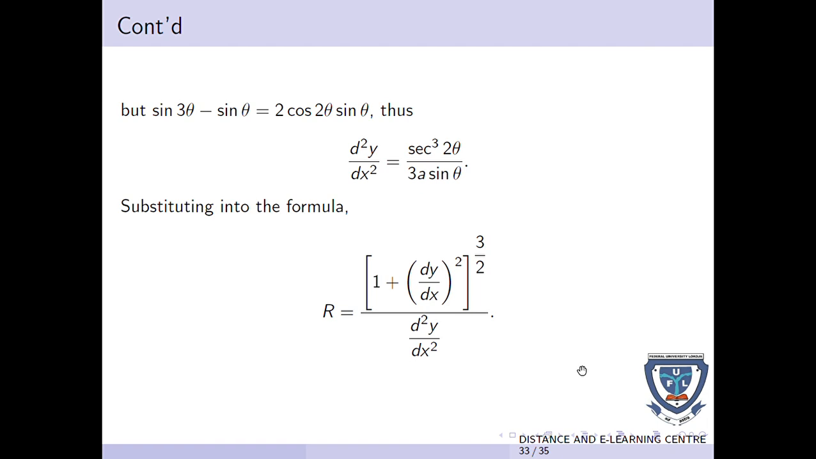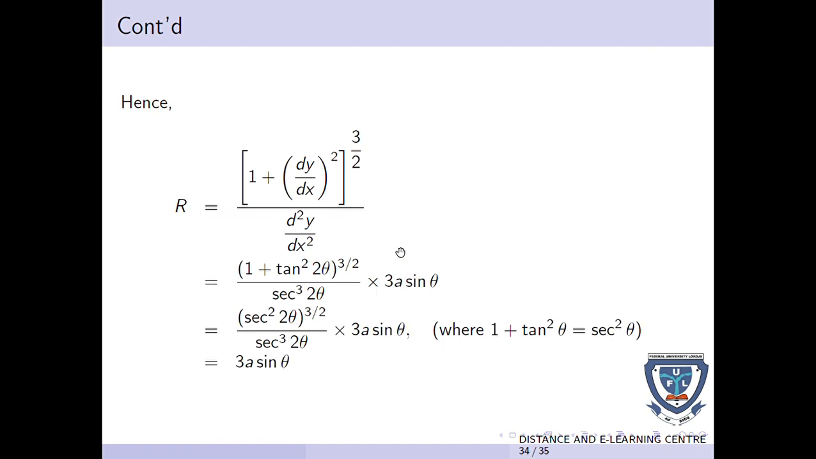Substituting into the formula, we now have that r is equal to (1 plus (dy/dx) squared) raised to power 3 over 2 all over d squared y over dx squared. When you substitute properly, you are going to see that you have 3a sin theta. So we've been able to show that the radius of curvature r is 3a sin theta.